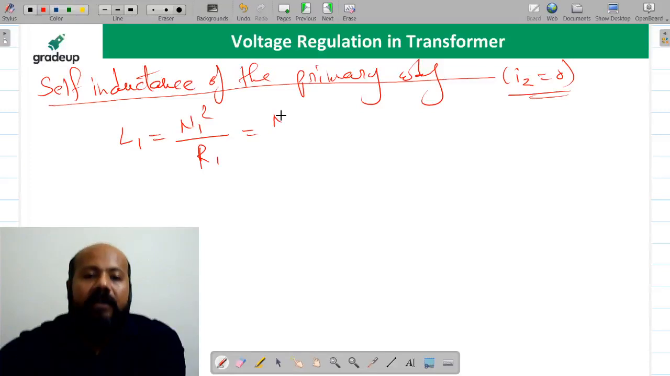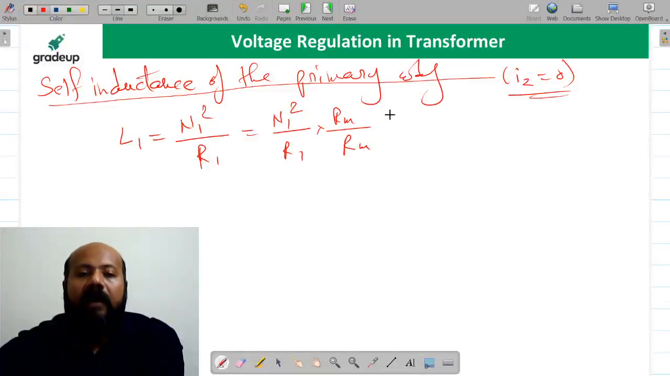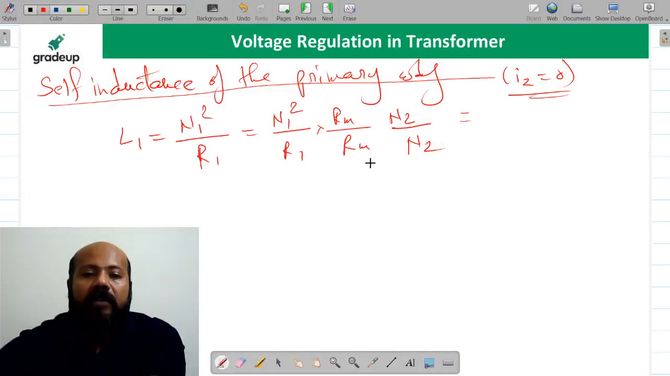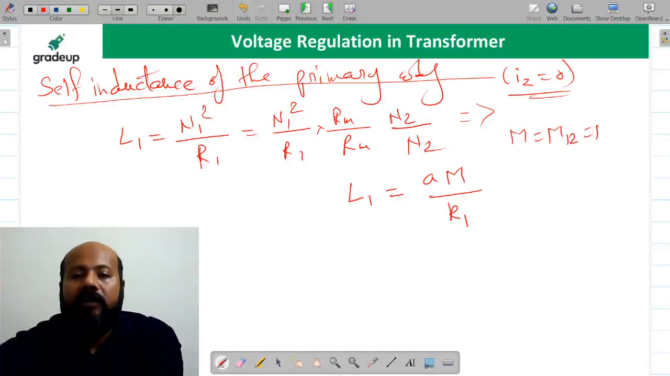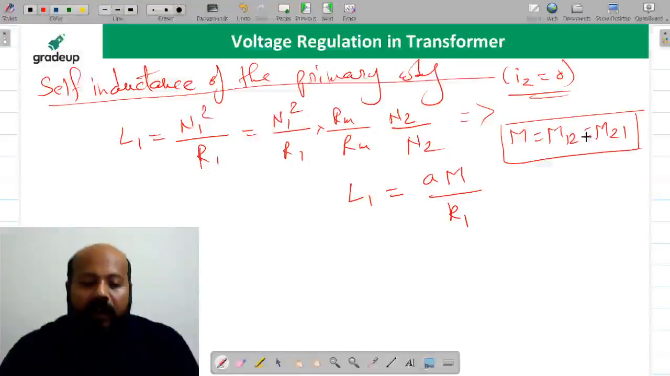We are writing it like this, N1 square upon R1, just multiply and divide by Rm N2 upon Rm N2. And if you simplify this, then you will get the self-inductance as M upon K1, where this M is the mutual inductance between these two coils. Similarly, you can write the expression for M12 and M21 also.